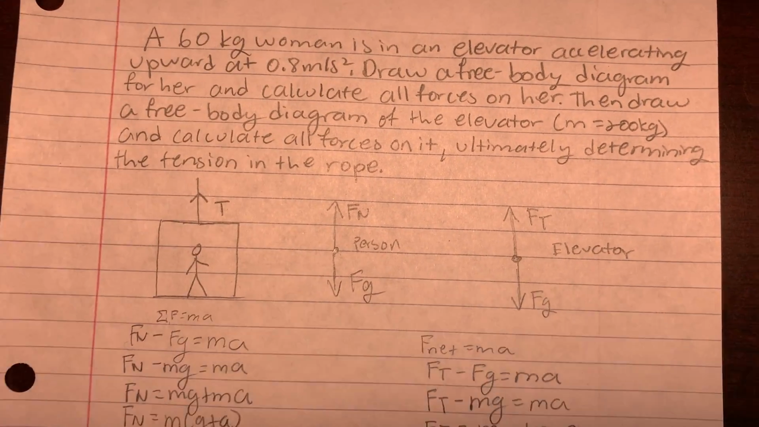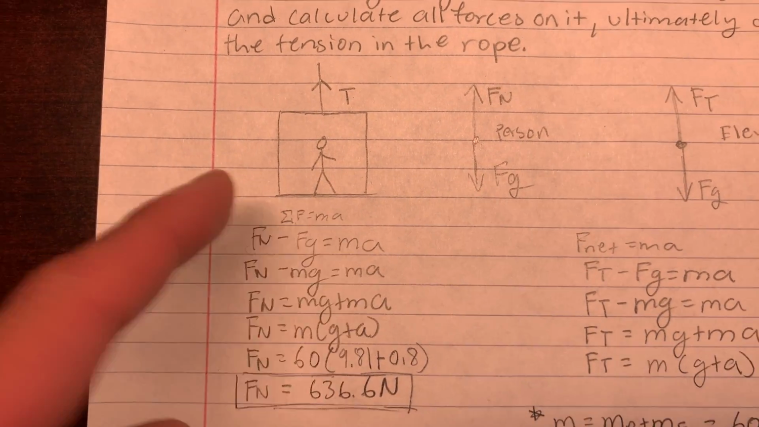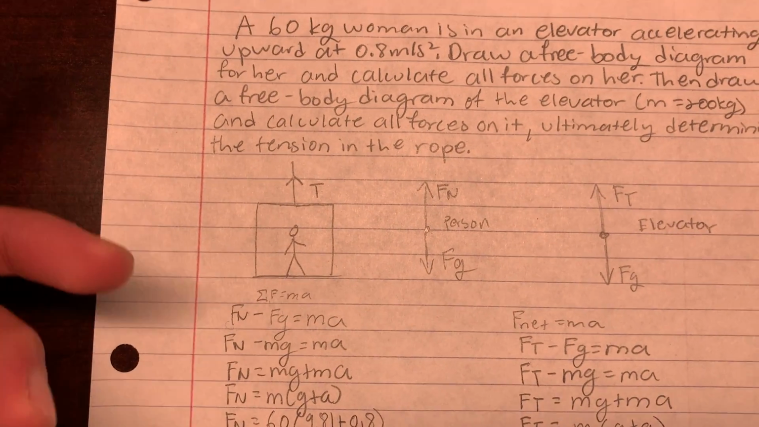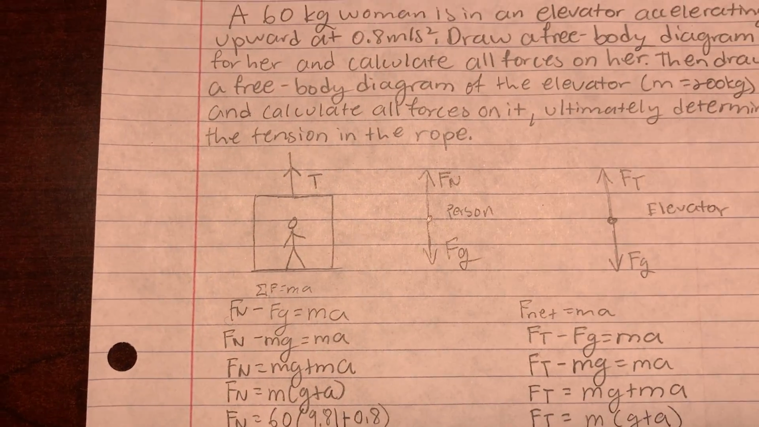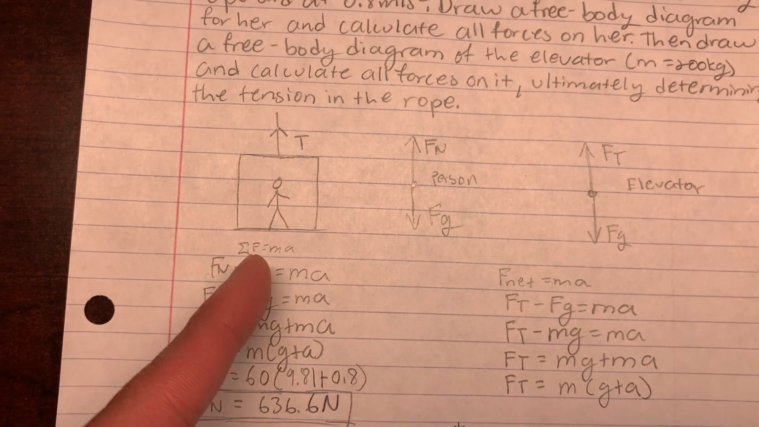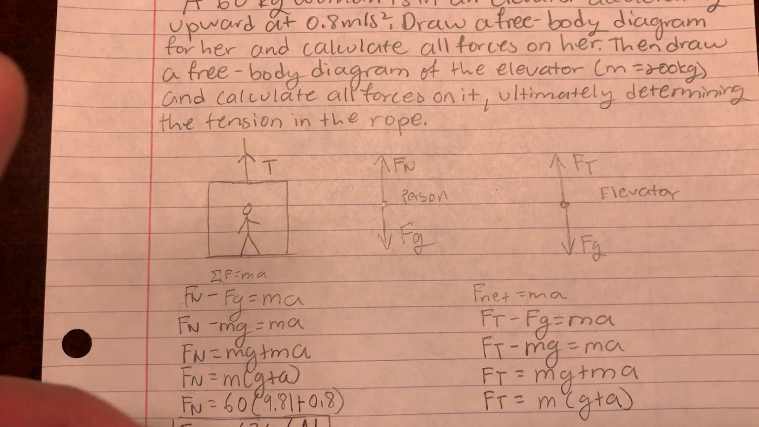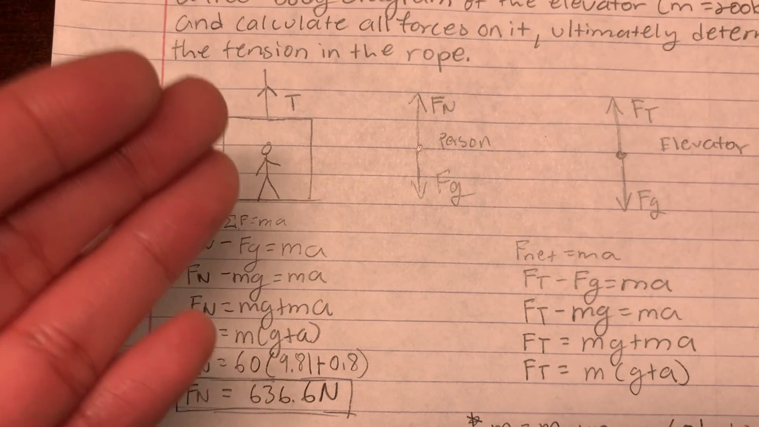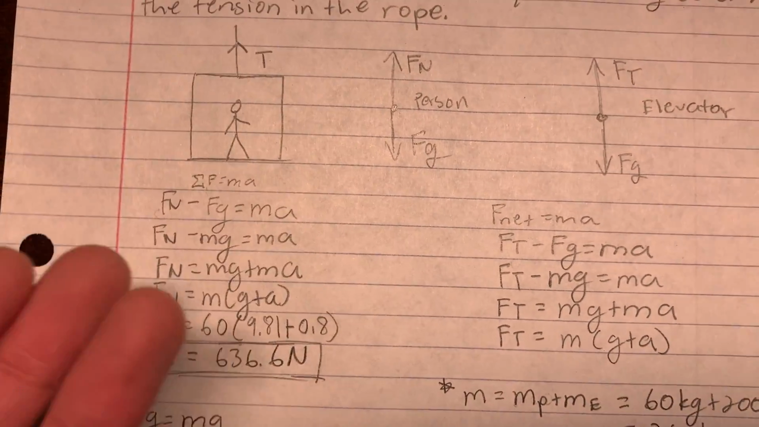Okay, so pretty much the prompt gives us a diagram of a woman, which looks like a stick figure, in an elevator that is going upward. So this whole system is accelerating upward at 0.8 meters per second squared. The person inside the elevator has a mass of 60 kilograms, and the elevator itself is 200 kilograms. It's asking us to draw a free body diagram of the person and the elevator, and to calculate all the forces in those free body diagrams.